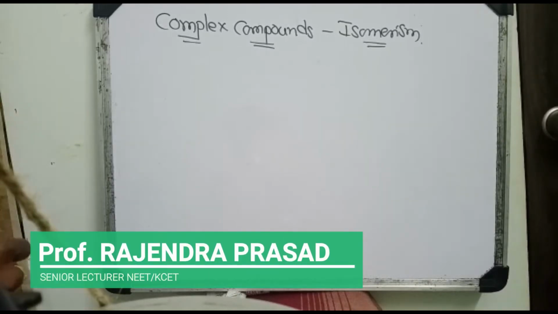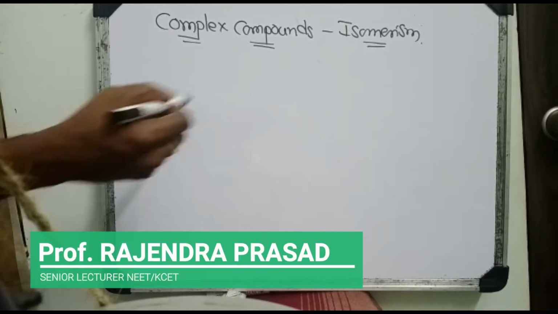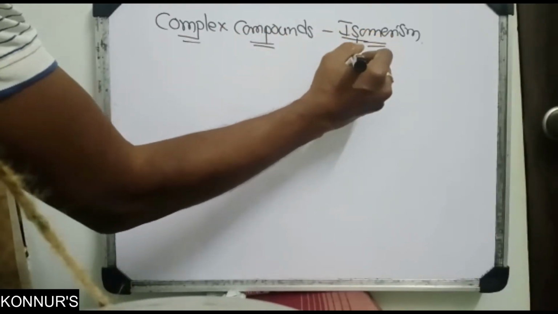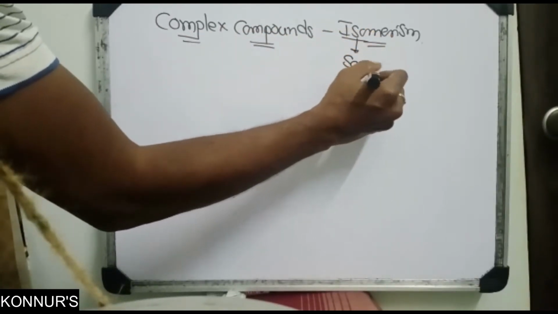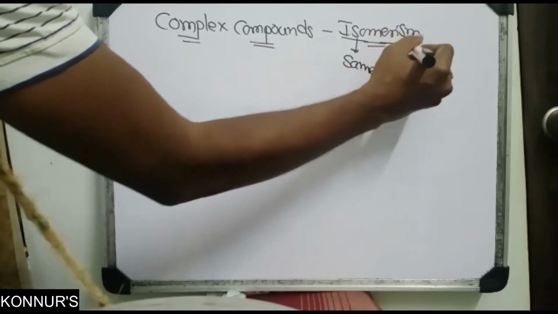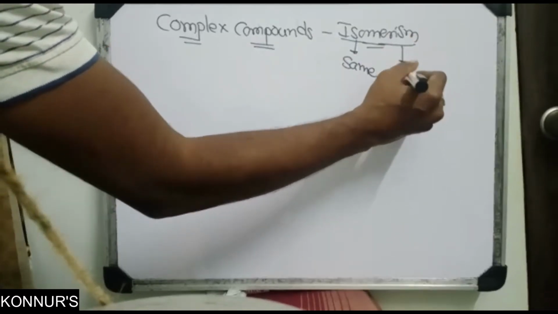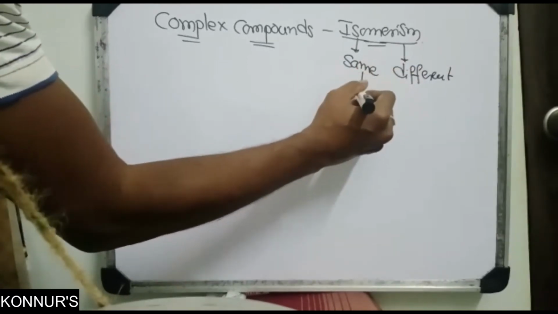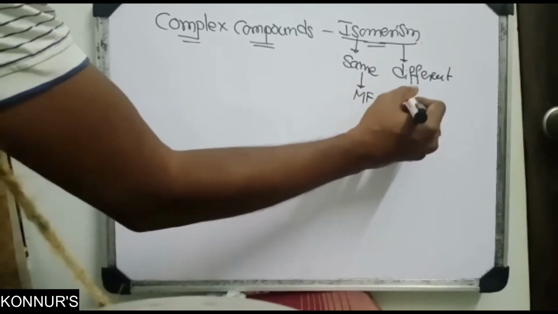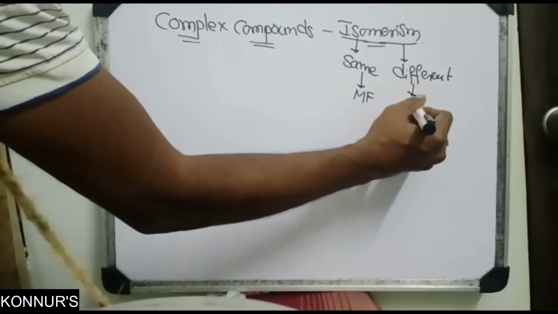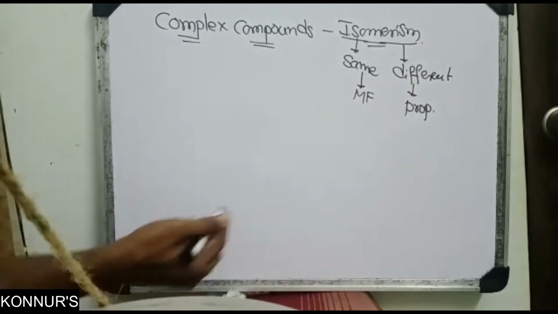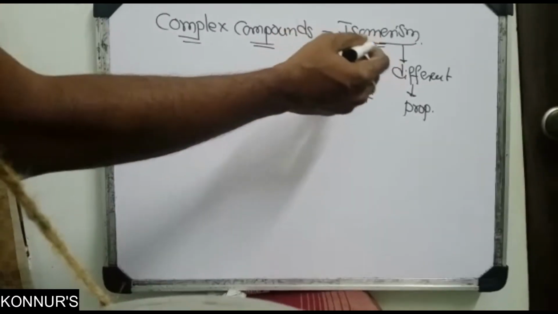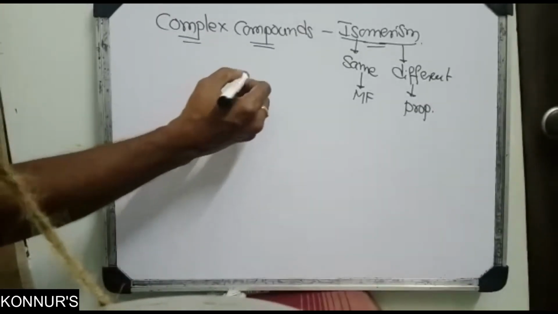So now we are discussing isomerism in the complex compounds. Iso means same. Merism means exchange or different. So what is the same? Molecular formula is the same. What is different? Properties are different. So same molecular formula, different properties, you call them isomers, and that is called isomerism.